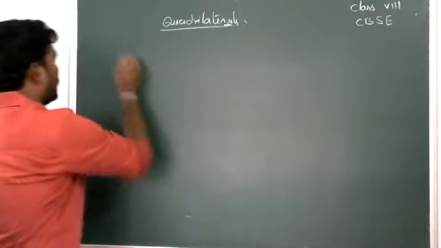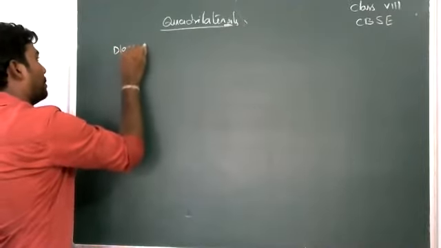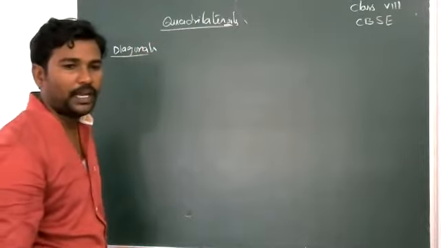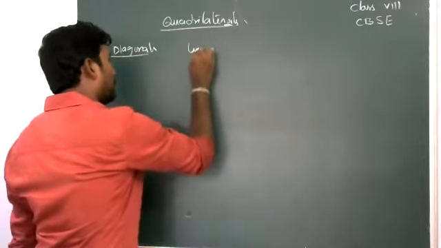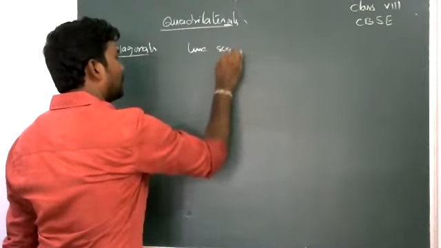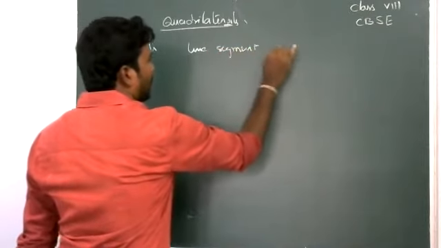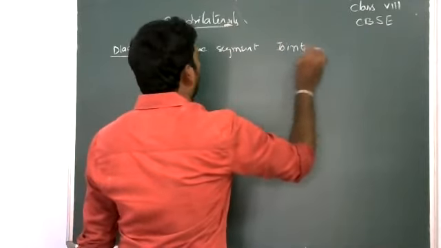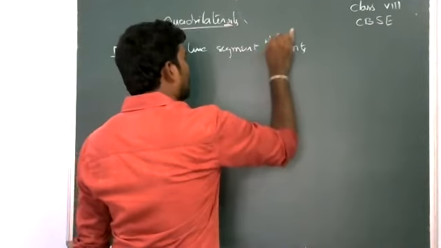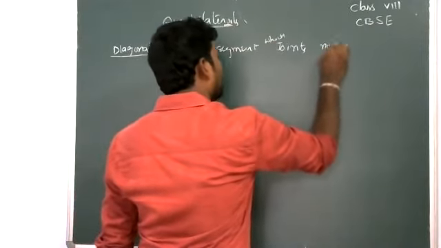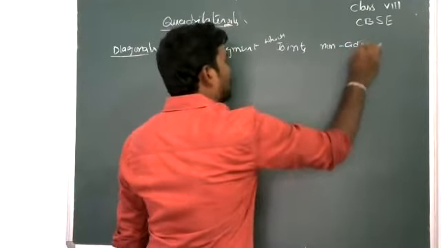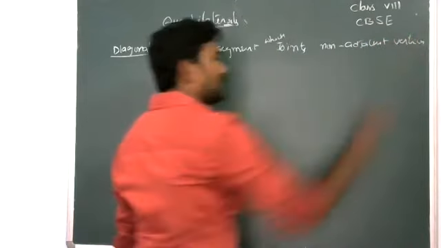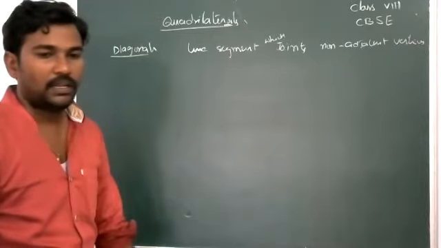Now comes the next one, diagonal. What is meant by a diagonal? A diagonal is a line segment which joins non-adjacent vertices. Then that is called a diagonal.